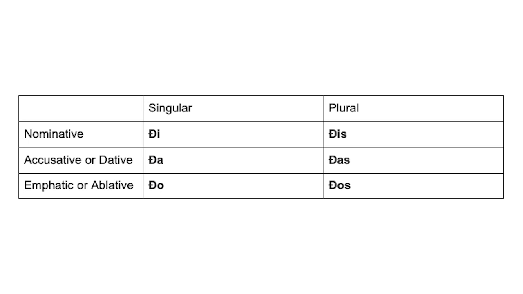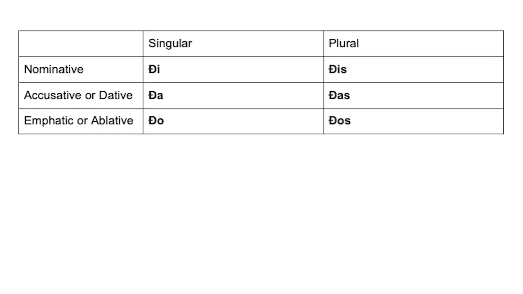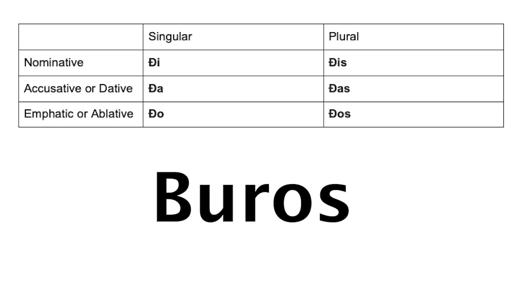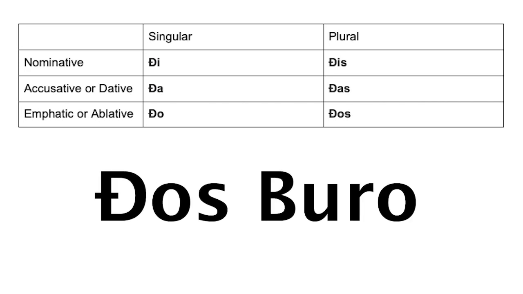One more thing, plural nouns tend to end in s, although you can leave off the s from the noun if it has an article attached. For example, the word buros, meaning offices or desks, could be written as dos buro.